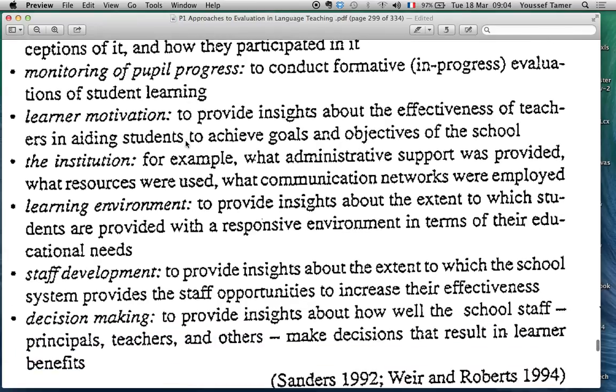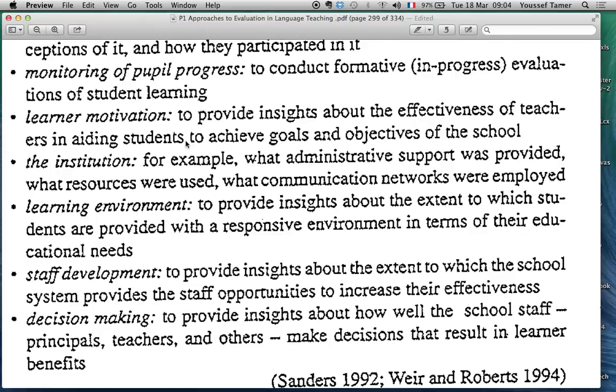Monitoring of pupil progress, to conduct formative in-progress evaluations of student learning, okay? This is always done, but teachers need what we call continuous assessment, okay? It's one of the most popular ways for conducting evaluation, especially in our context, okay? Then learner motivation, to provide insights about the effectiveness of teachers. This is related to the teachers, okay?